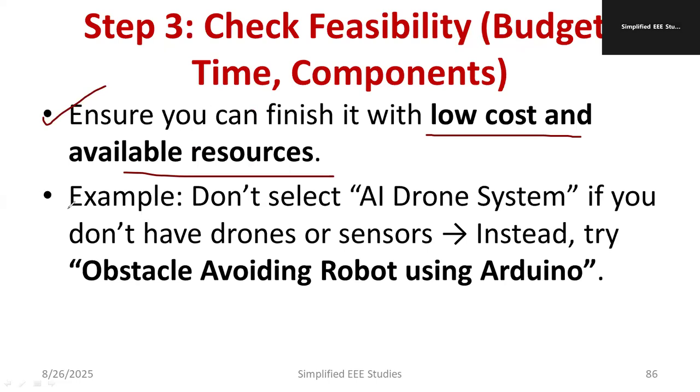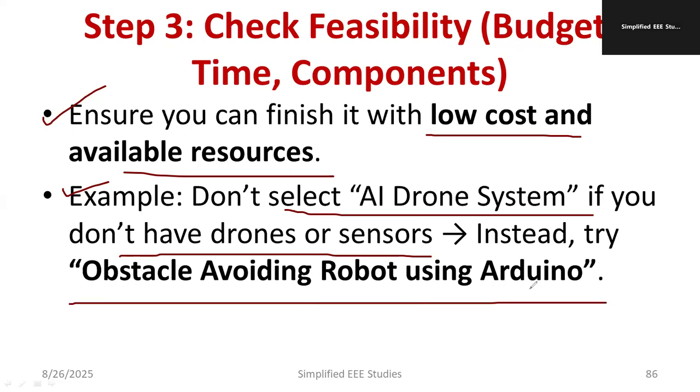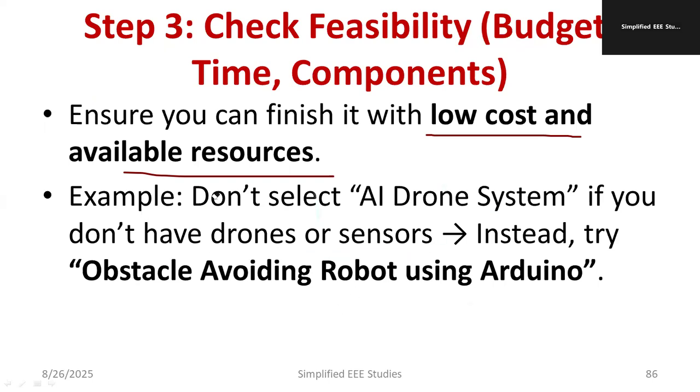It is too difficult. So don't select an AI drone system if you don't have drones or sensors. Instead, try something like obstacle avoiding robotics using Arduino. So likewise, you plan accordingly with respect to time. Resources are one of the constraints. The resources are very scarce, right? Very scarce resources. So we don't have that much funding.